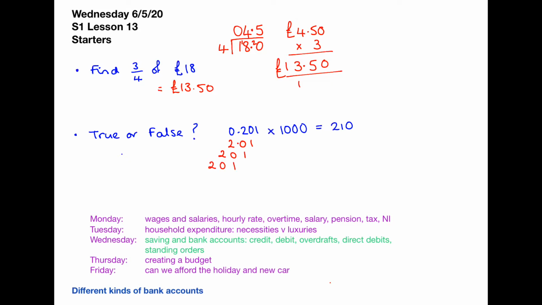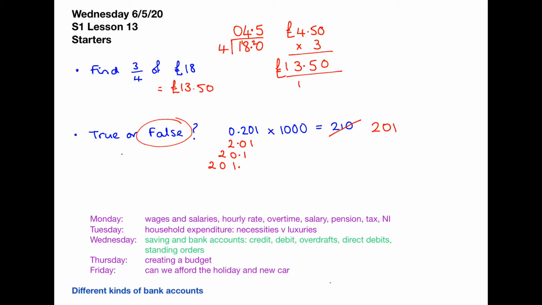Okay, remember, the decimal point stays where it is the whole time. The numbers move past the point. So the answer to 0.201 times 1,000 is not 210, is it? It's 201. Okay, the 1 and the 0 were the wrong way round there. So the answer is that was false.